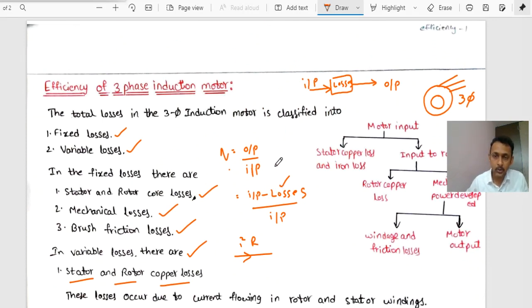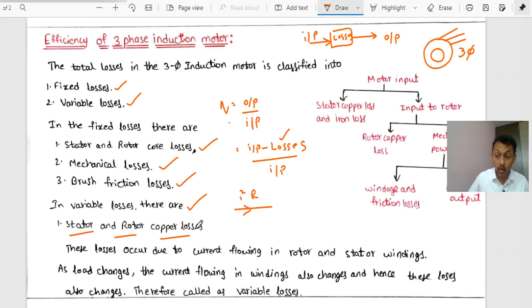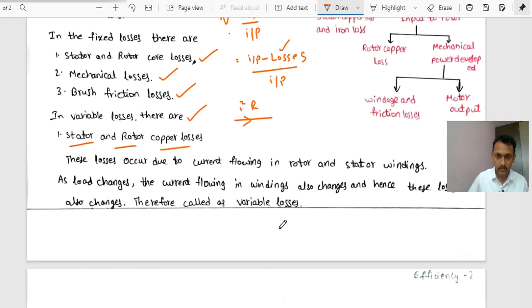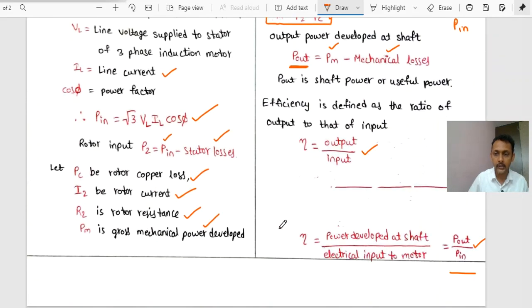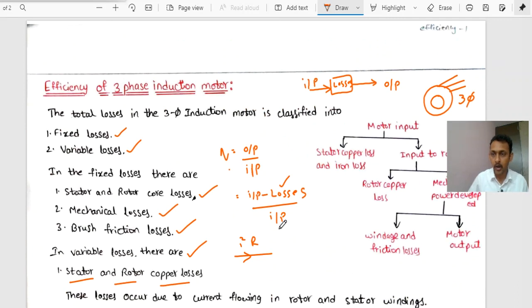I repeat again, dear students, whatever the input is given, that will not come out as output. Definitely there will be losses. So obviously input minus losses will be equal to the output. Now the losses are classified as fixed losses and variable losses. Stator and rotor core losses, mechanical losses and brush friction losses are treated as fixed losses, and the stator and rotor copper losses are treated as variable losses. Variable losses are due to the change in the load, right? If the load changes, the current drawn by the machine will change. Once the current changes, I square R also will change. That is the reason why we can treat them as variable losses. So this is how we can find out the efficiency of a three-phase induction motor.